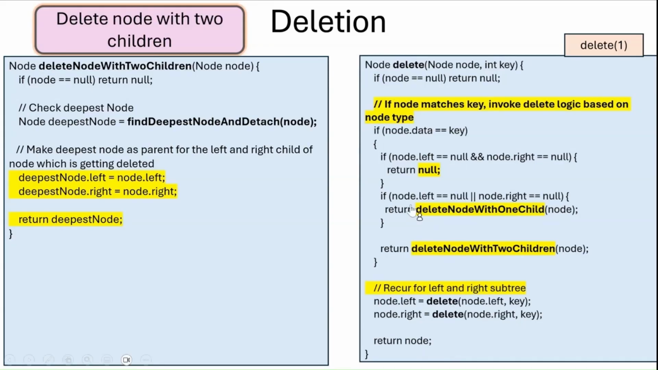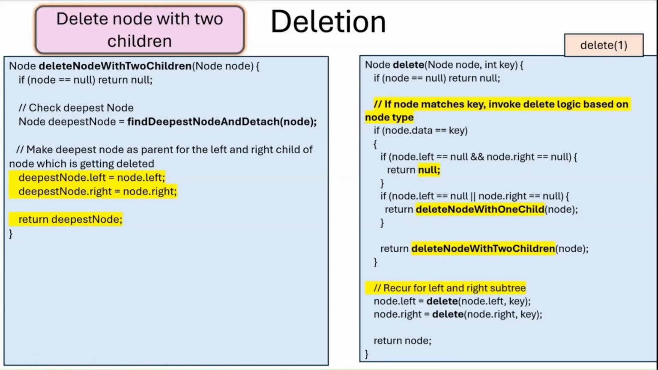So whenever the delete function is executing in the context of the node which is getting deleted, if it is a leaf node, we return null. If it is a node with only one child, we return the left child if it is not null, or the right child if it is not null. Or if you are deleting the node with 2 children, then we return the reference of the deepest node. So for the node which is getting deleted, we return the reference to the previous function execution, which is delete with node 1, so that the left or right subtree of that node will get updated properly based on whatever we are returning for the deleted nodes.